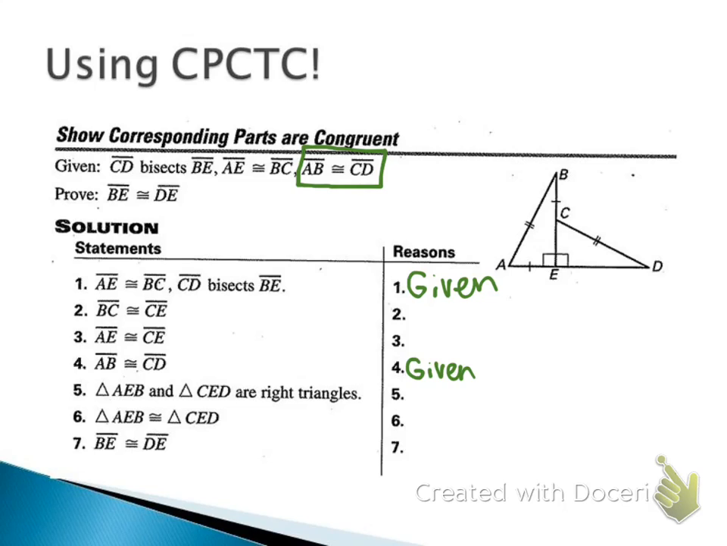Alright, so I know about the bisector, and I know that AE is congruent to BC. So that's what I know so far. Alright, so the next step says that BC is congruent to CE. How would you know that BC is congruent to CE?